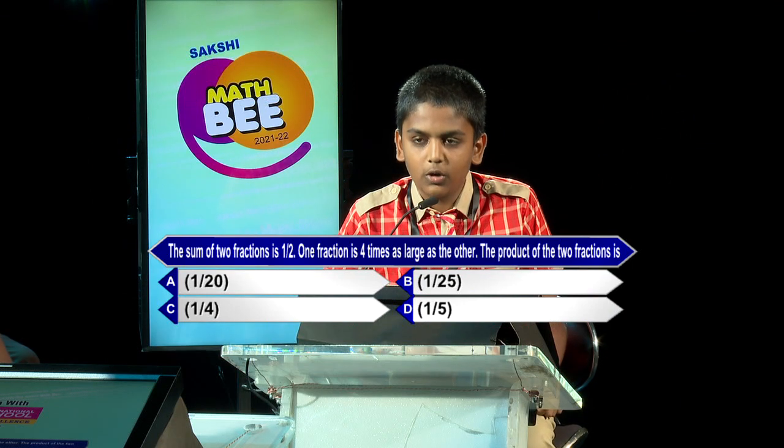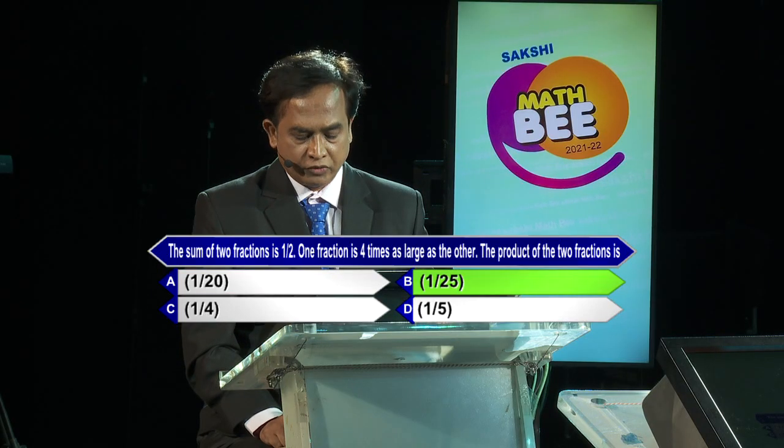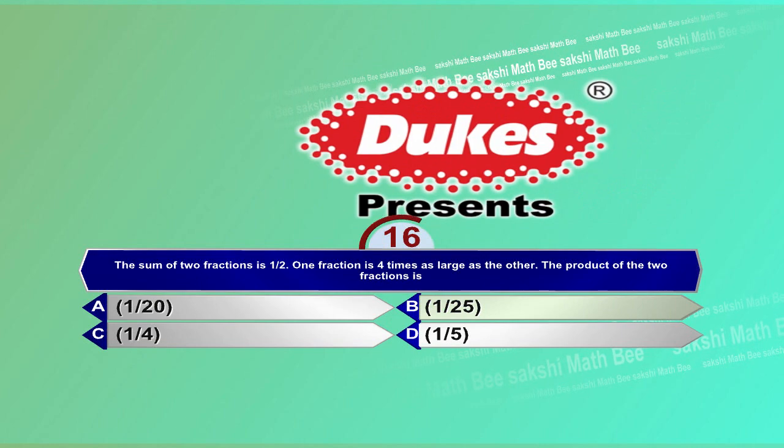It's 1 by 25, option B. Kindly lock option B, 1 by 25. Brilliant. Option B, 1 by 25 is the correct answer. May I call the next participant, Bindu Bhargavi from KKR Gautam School, Vijayawada.